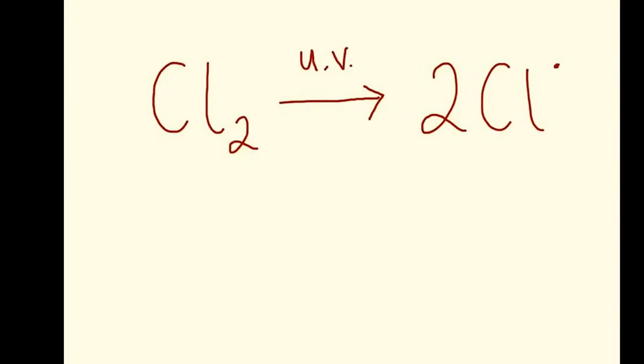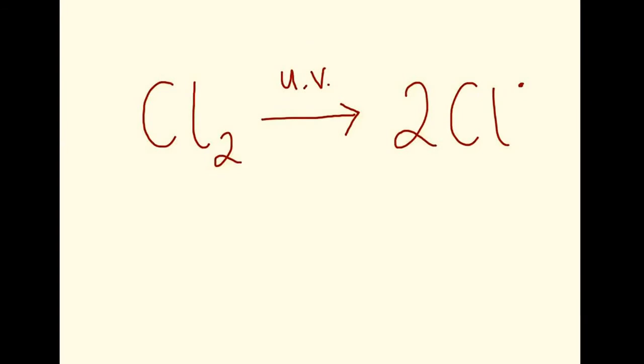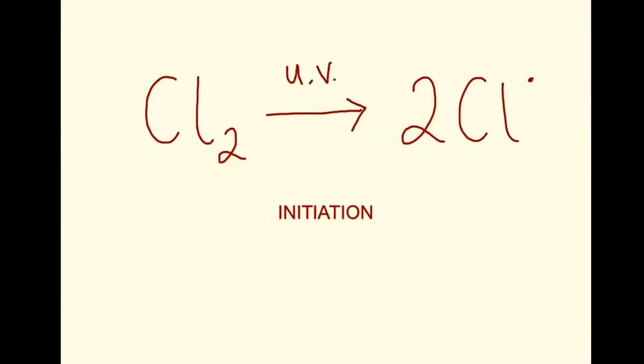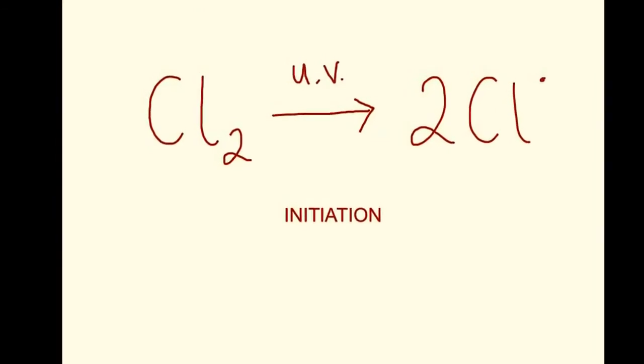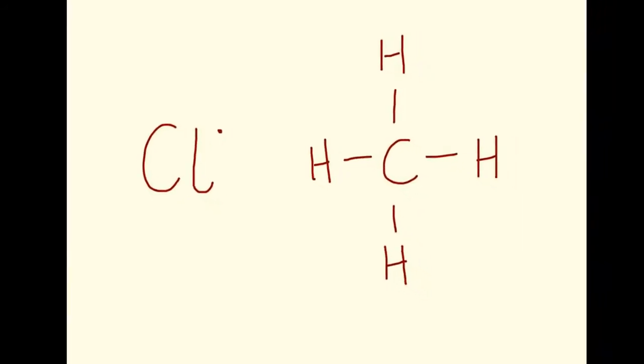So here are my chlorine molecules. They're splitting up into 2 Cl radicals. So I'm starting with a non-radical, ending up with 2 radicals. And that is the kind of definition of my initiation step. That's what happens when you go from something that isn't a radical to something that is a radical, usually in the presence of UV. So the chlorine radical, as we said, is going to collide with a methane molecule.